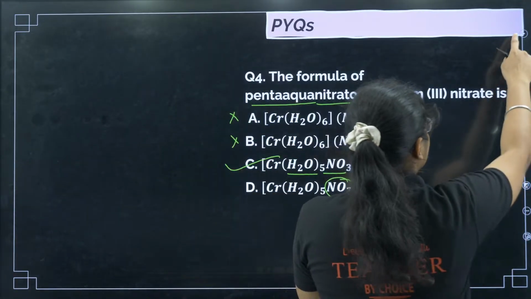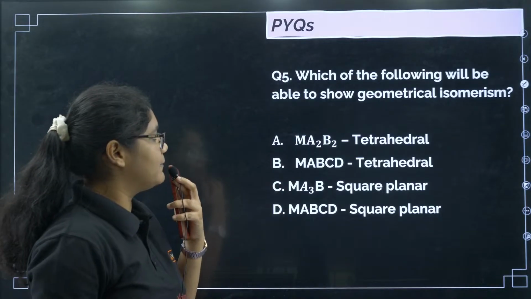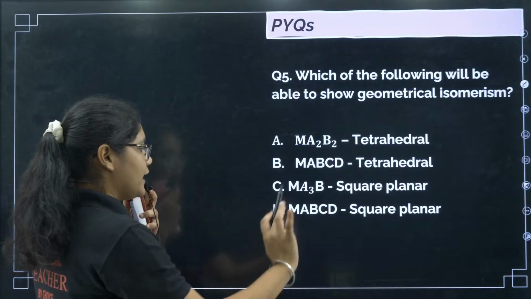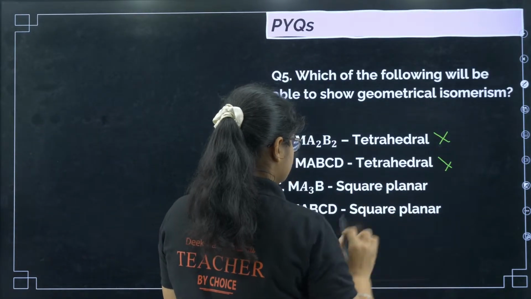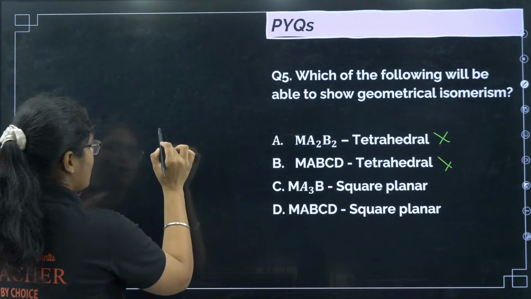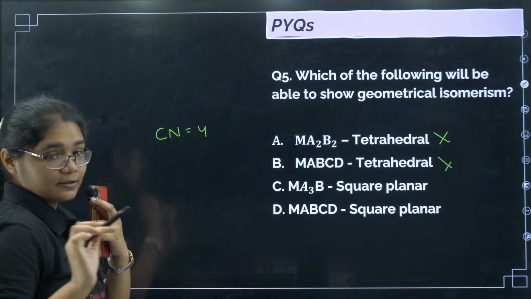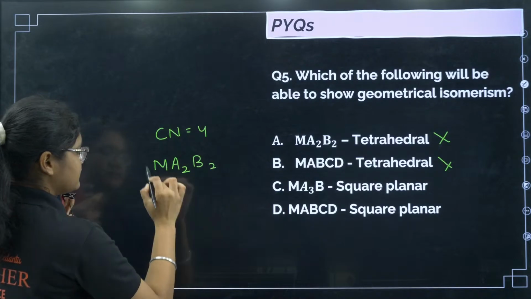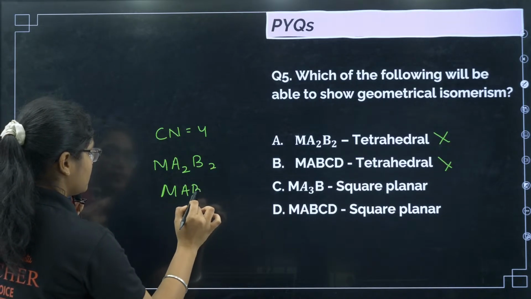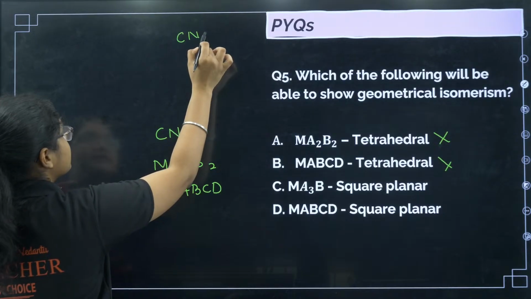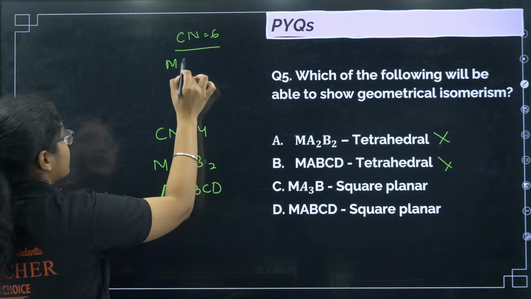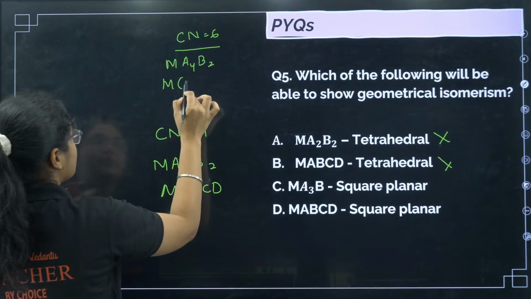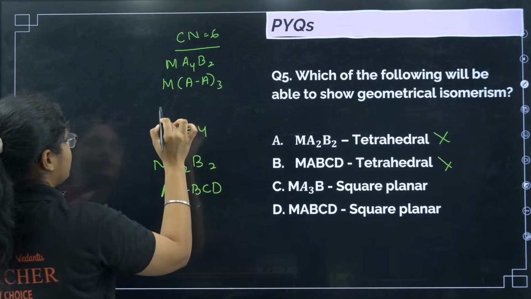Next question: which of the following will be able to show geometrical isomerism? Tetrahedral molecules do not show geometrical isomerism. In coordination number 4, we can have geometrical isomerism in two cases, if it is in this form or in this form. And for coordination number 6, what are the possible configurations? You can get MA4B2, here I can get geometrical isomerism. MA3B3, here I can get geometrical isomerism.